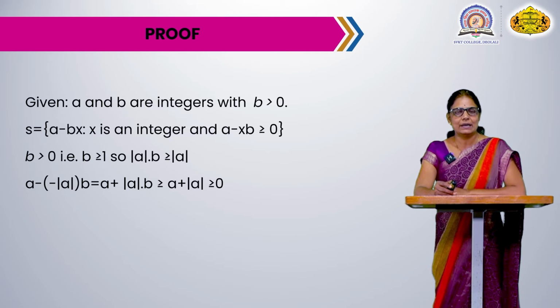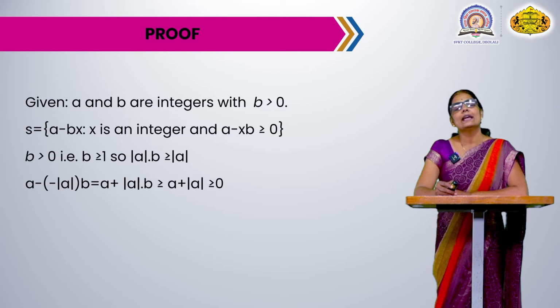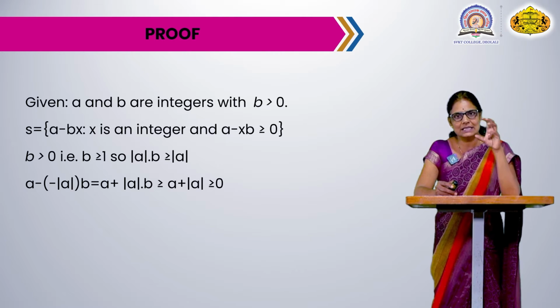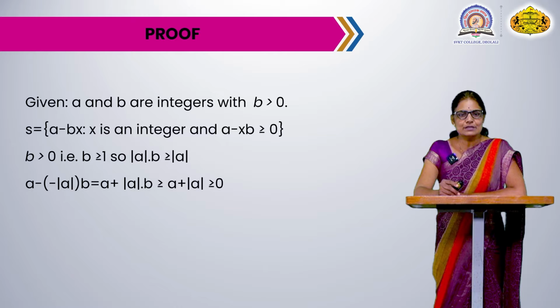Now consider the element or integer a minus (minus mod a) into b. Our aim is to prove that this is an integer of S, or this is an element of S. So for that I just rewrite it first. This minus minus becomes plus, so a plus mod a into b.